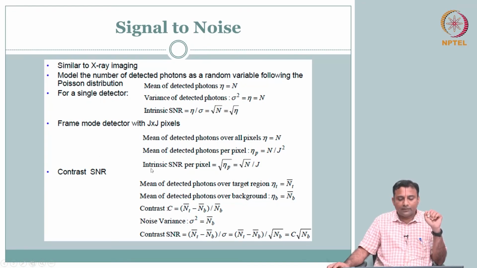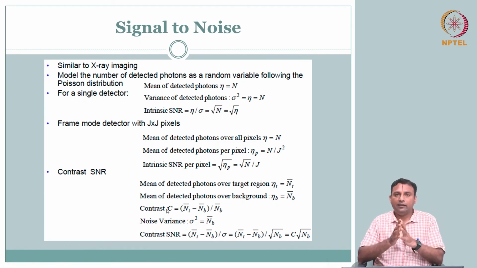Otherwise the rest of it is very similar. You can have a contrast signal to noise ratio, remember we talked about this, and with pretty much the same derivation, you get C times square root of N B. So there is no big difference in this part. This completes the scintigraphy that we wanted to cover.